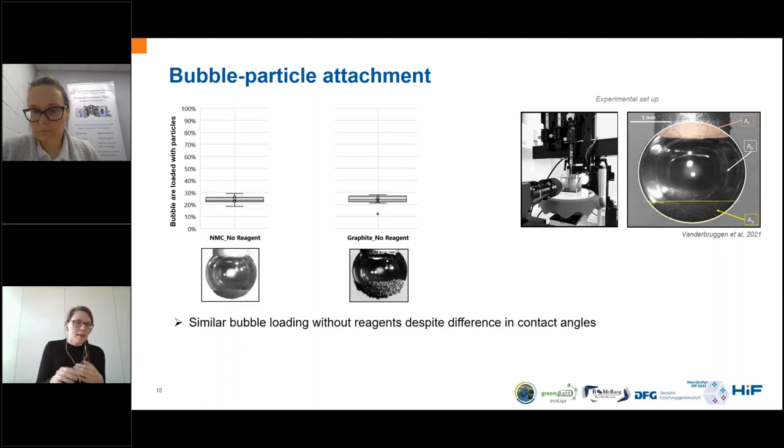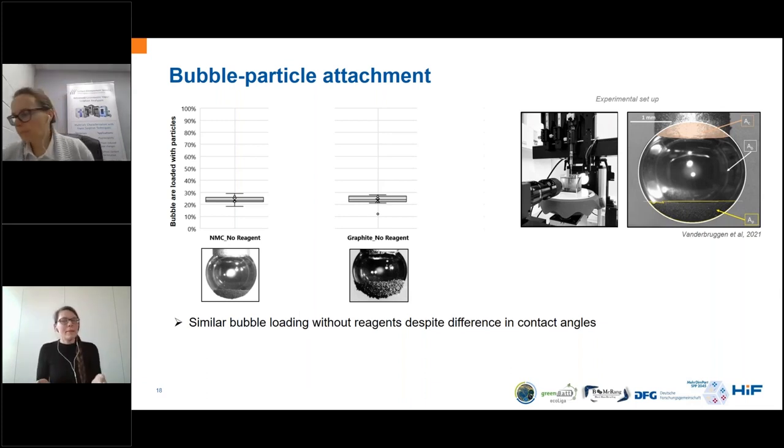Here you can see the bubble loading in percent for the NMC on the left, and for the graphite on the right. And as you can see, although we have this huge difference in contact angle, again, just like for the extraction test, we have a very similar behavior now when it comes to the actual behavior at the interface and in the process. For both of them, we get roughly 25% of particles that are attached to the bubble.